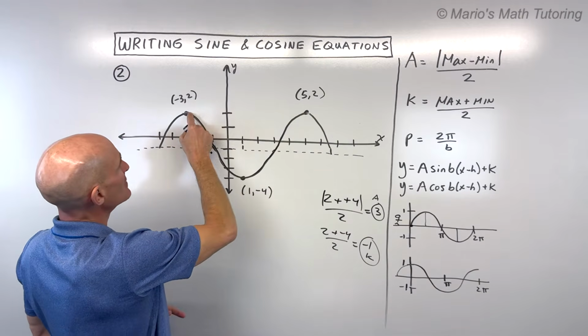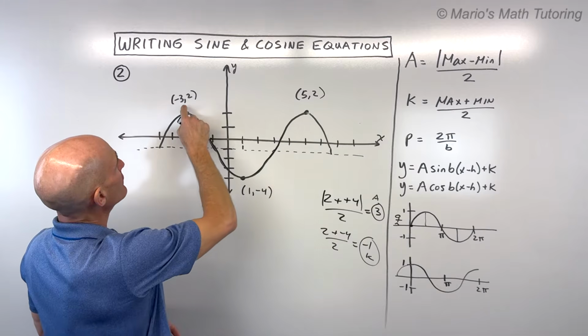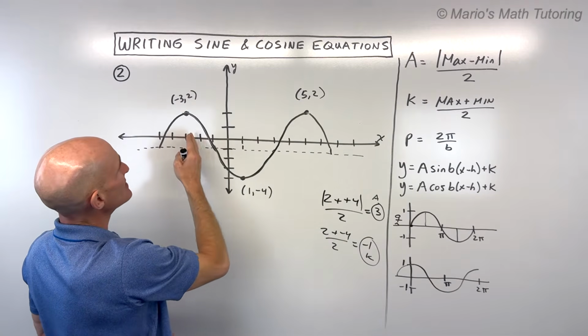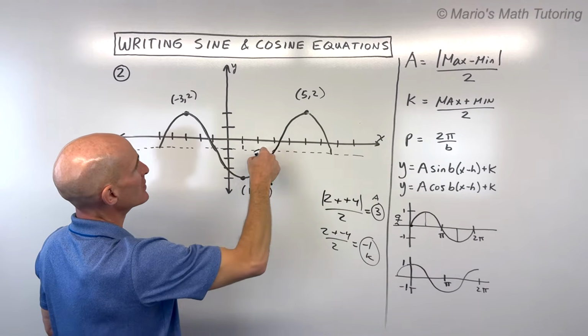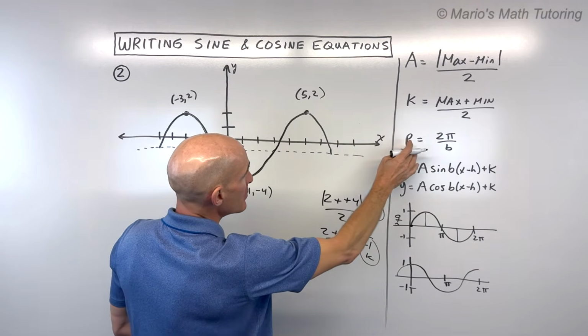But because I'm given these points here, and this is a rough sketch that I've drawn, I'm going to say from negative 3 to 5, that's a distance of 8 units for it to complete one cycle from peak to peak. So our period is 8.